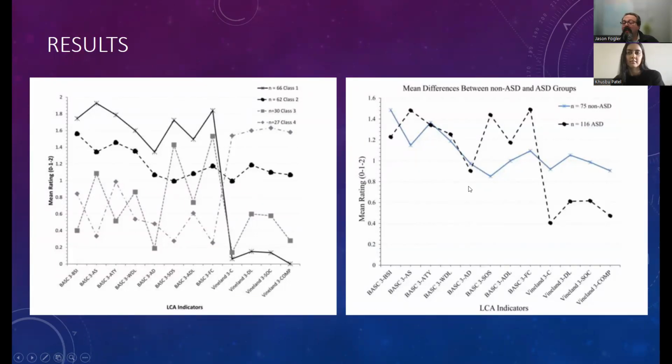Interestingly enough, and these are kids who are all coming to a neurodevelopmental disorder clinic for assessment of ASD. Interestingly enough, the BASC-3 scales that usually differentiate ASD from non-ASD, scales like atypicality, withdrawal, functional communication, actually didn't differentiate these groups nearly as well as Vineland scales. Something to think about for the future.